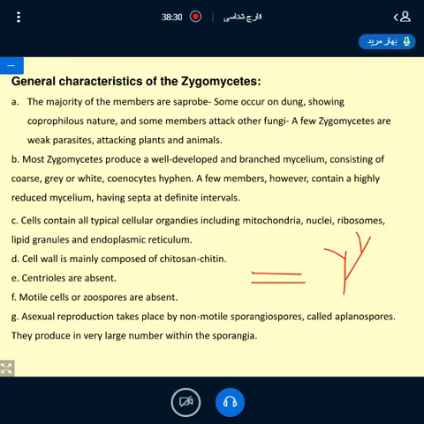Cells contain all typical cellular organelles, including mitochondria, nuclei, ribosomes, lipid granules, and endoplasmic reticulum. The cell wall is mainly composed of chitosan and chitin. Centrioles are absent in these fungi. Motile cells or zoospores are absent.